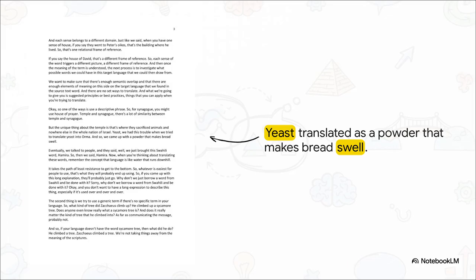Sometimes a single word just doesn't exist, so you literally just have to describe what the thing does. Dr. Payton shares this great example. Initially, when translating the word yeast for the Orma people, the team had to use the phrase, "a powder that makes bread swell." It completely gets the job done. But, as you can imagine, relying on long phrases can get a bit clunky if you use them for everything.